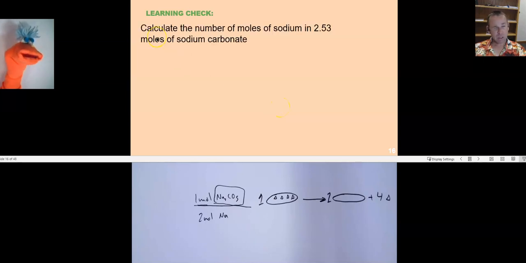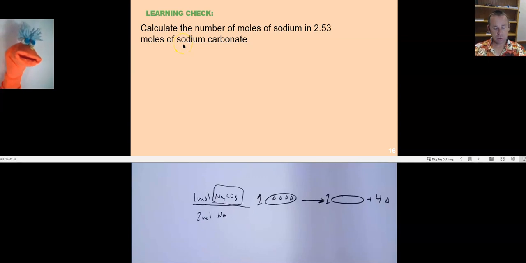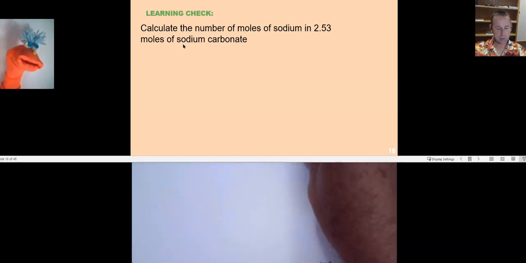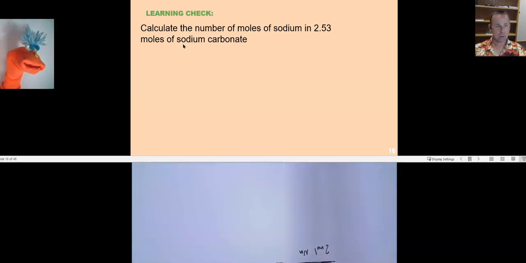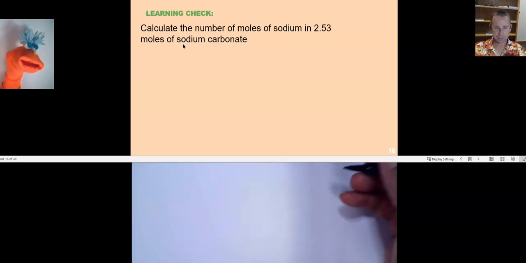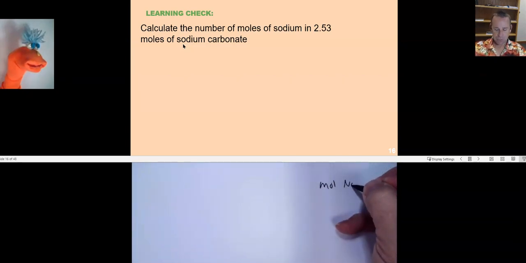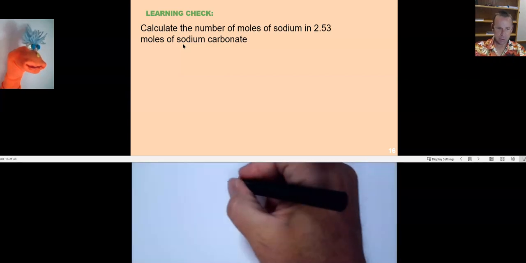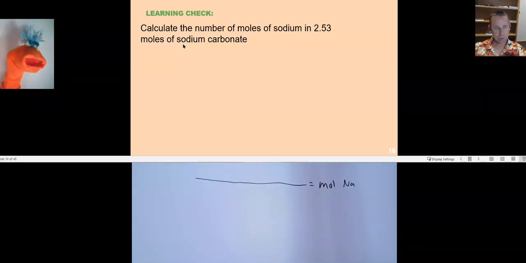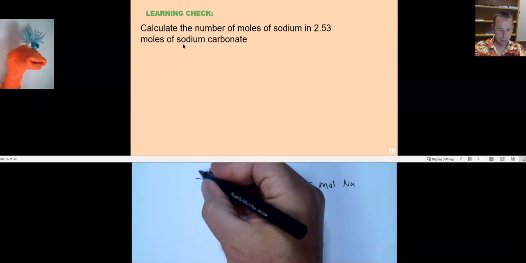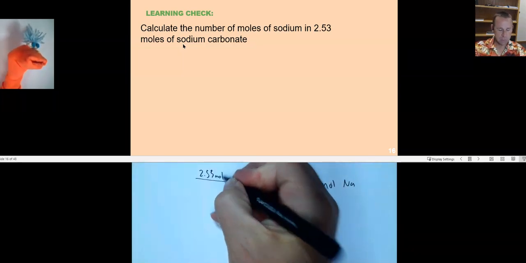So here's a question. Calculate the number of moles of sodium in 2.53 moles of sodium carbonate. How many moles of sodium in 2.53 moles of sodium carbonate? All right. What goes to the right of my equal sign, Fred? You're trying to find moles of sodium? Very good. So I'm going to write moles of sodium to the right of my equal sign. What did they give me to start with? 2.53 moles of sodium carbonate. Very good.